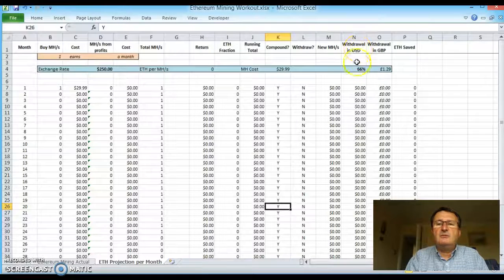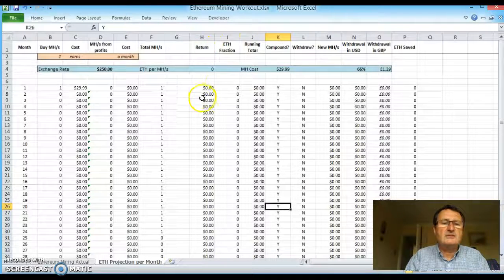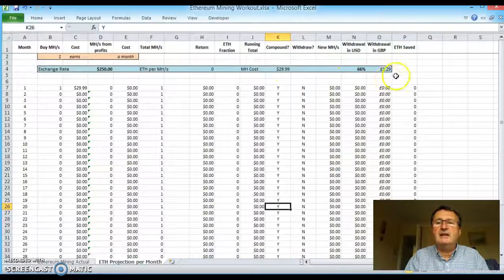These columns here, withdraw in US dollars. Well, I've put down 66% there for when I do decide to withdraw. In other words, I want to take out on the returns here when they do start showing up. When I do want to withdraw, I want to withdraw 66% of that money, and then the rest will go into compounding. And I'll explain exactly how these columns work in a minute.